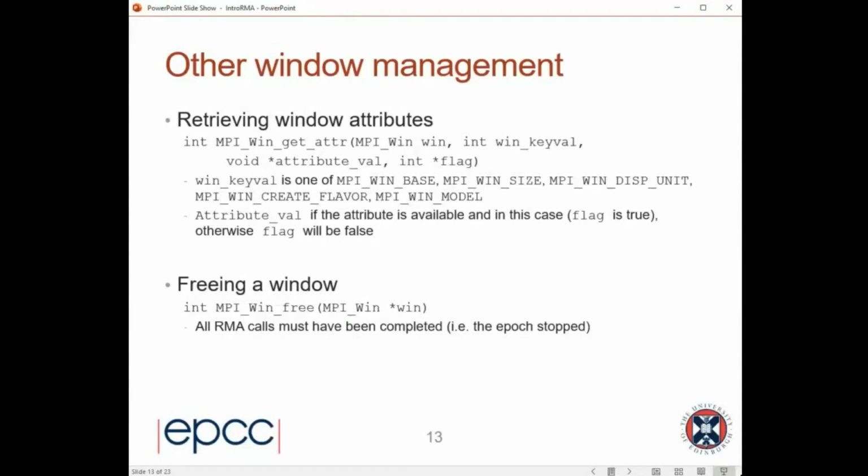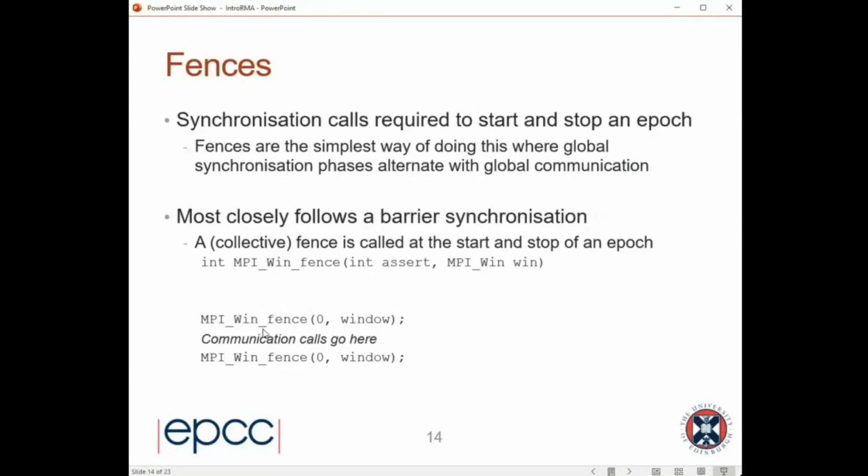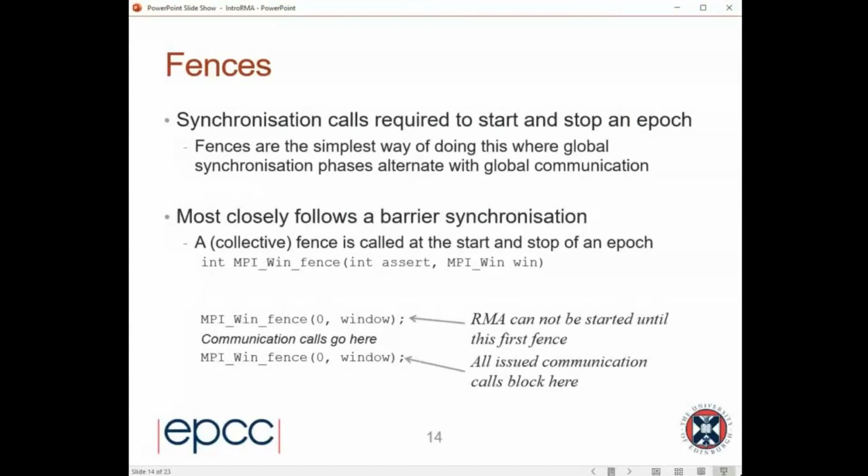With zero, basically MPI_Win_fence, everyone's ready, the communication calls all go here, and then you have another fence. The RMA cannot be started until the first fence. All issued communications block here. The default value is no assertion, but all these communication calls, the puts and gets, are non-blocking, so they're only guaranteed to be resolved at the second fence. This is like a wait-all in some sense.